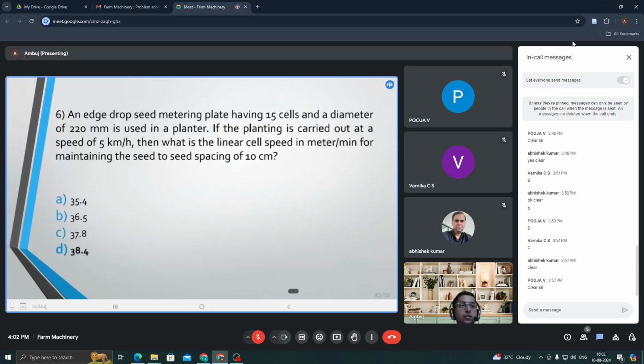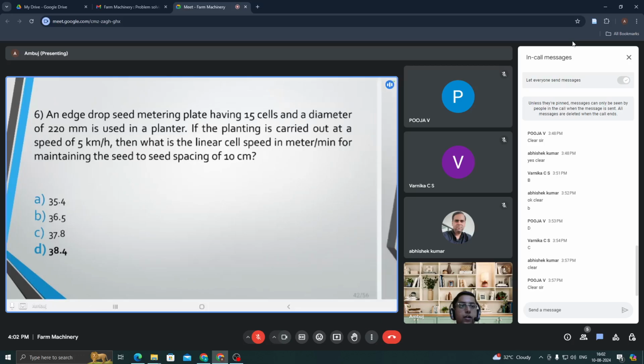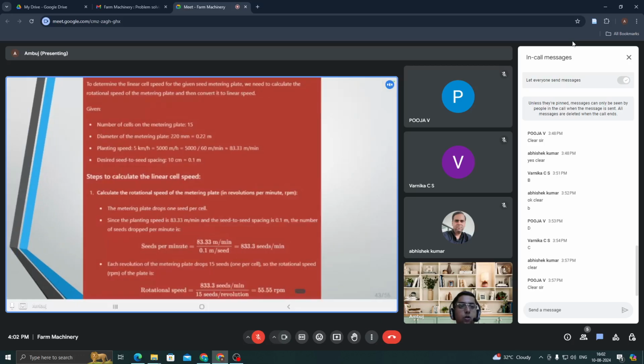See here, the correct answer would be 38.4. How do you get it? See, all the data which I have provided, I have listed here. Number of cells on the metering plate is 15. Diameter of the metering plate is 220 mm. Convert into SI unit. What is the SI unit? Meters. Then it is 0.22 meters.